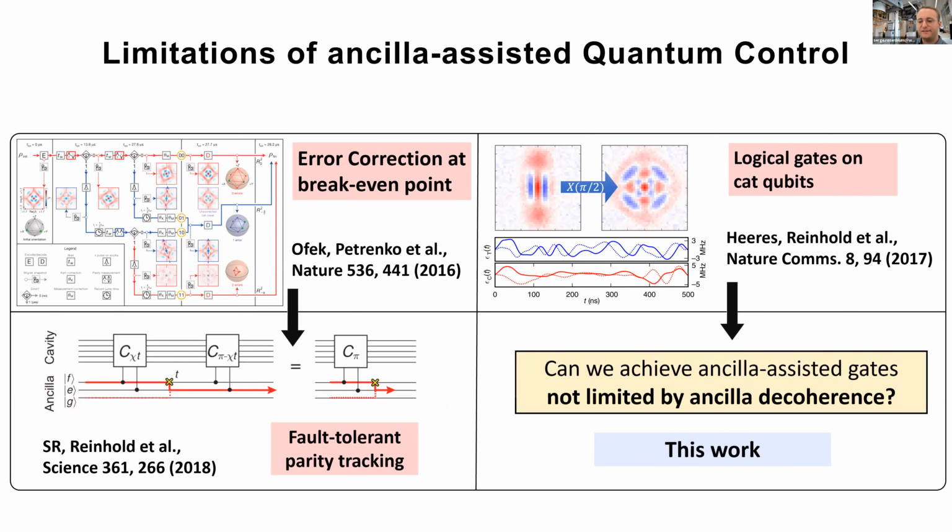So it turns out that there is a method that we can use to prevent ancilla errors from propagating to the logical qubit, and at the same time, to fully maintain the ability to control the cavity. In a previous paper, we showed how we can do parity measurements in a fault-tolerant way. And in this work, I will show you an even more complex task, which is to apply gates to the logical qubit without being limited by ancilla decoherence.